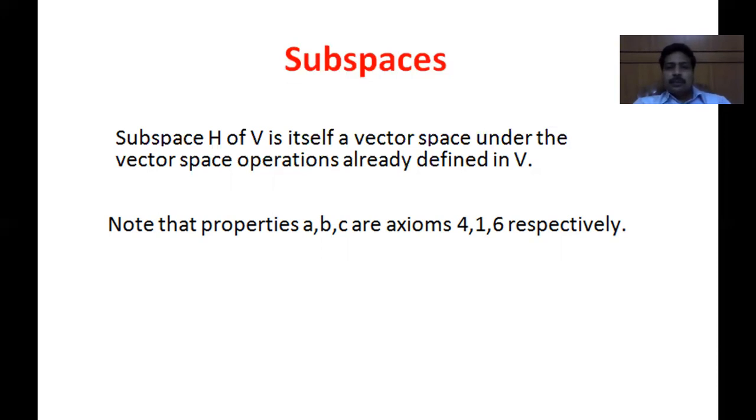Note that the properties A, B, C given in the previous slide are nothing but the axioms 4, 1, 6 respectively of the definition of vector space. The first property, A, is nothing but the zero vector. Zero vector is our fourth axiom.